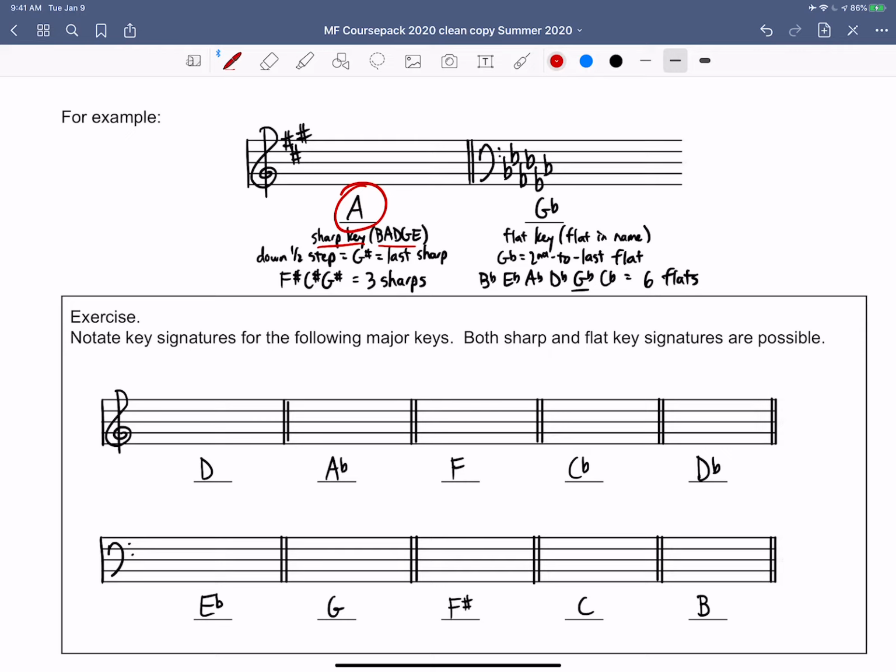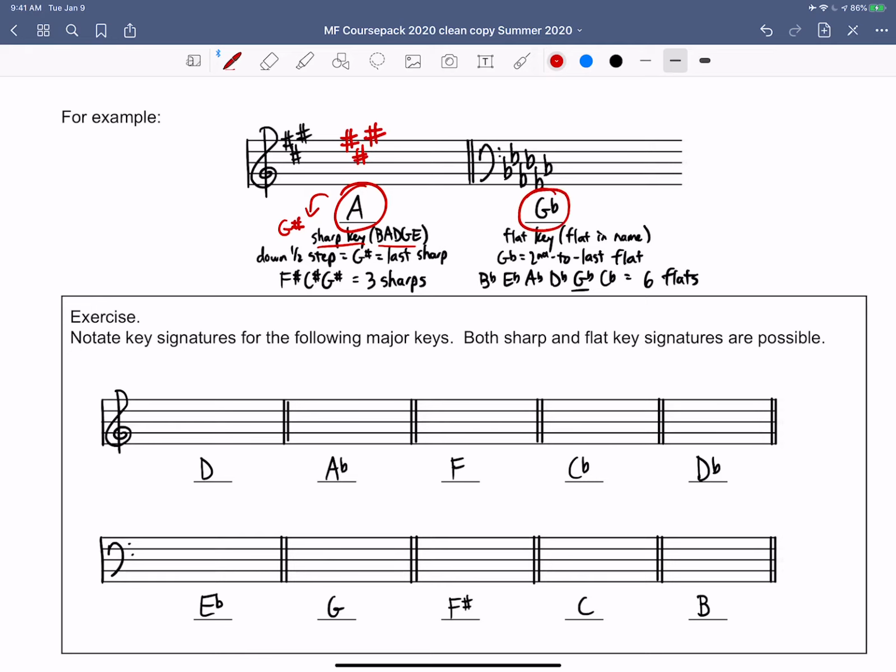So if you know that you're dealing with a sharp key, then you can use that particular method. You remember from the sharp keys, you go down a half step to figure out the last sharp. The last sharp is going to be G sharp. So F sharp, C sharp, and G sharp is your answer.